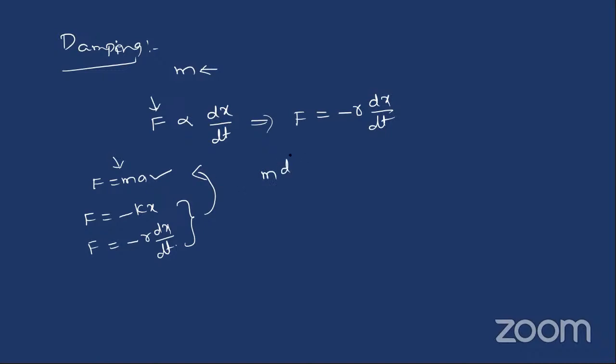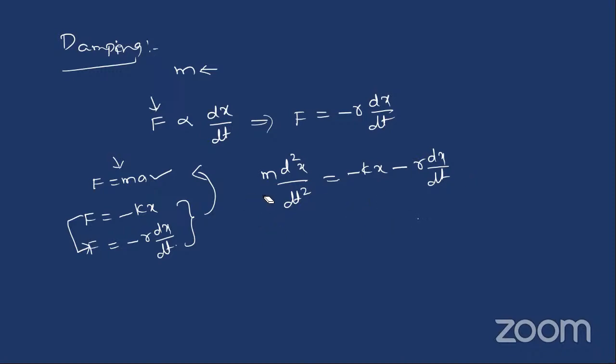Instead of a, I'm writing it as a second order derivative, m into d square x by dt square, and this is equal to the sum of these two forces. You see, these two forces act together, whether it is due to the spring or due to damping. So we just add these two: minus kx minus r into dx by dt. This is the force which pulls the mass downwards, and these two together pull it upwards. That's how I'm equating these two.